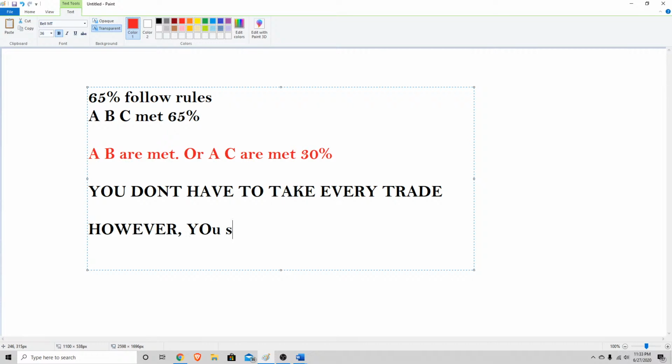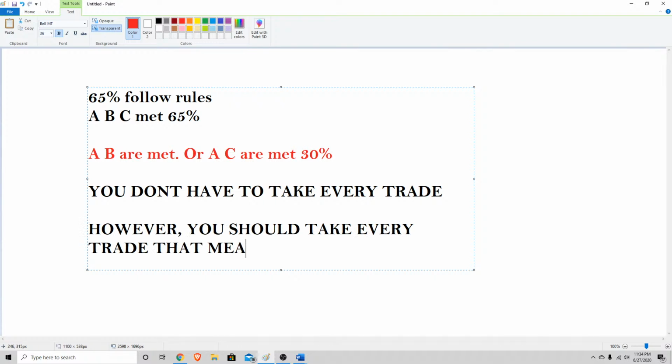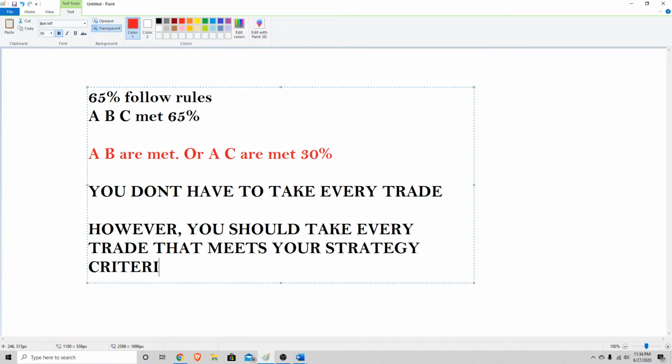However, you should take every trade that meets your strategy criteria, right? Because your strategy criteria is 65%. So I need to take this 100% of the time, because if I'm picking and choosing when I'm taking it, what if I pick and choose more often when it's the 35% of my losses? Okay? And now it's a little bit more randomized, okay?